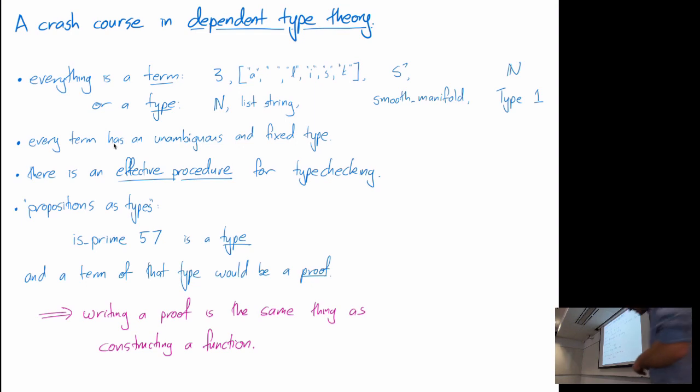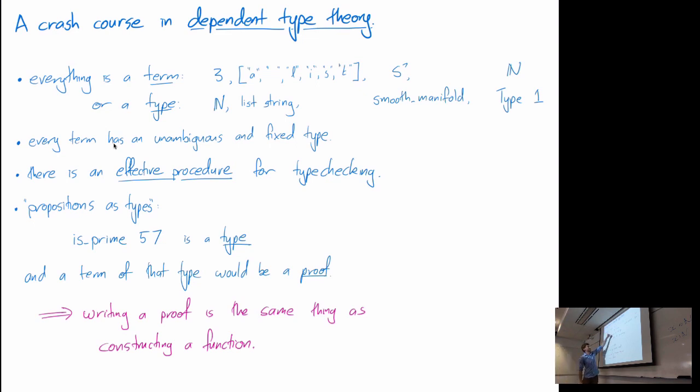Here's the slightly longer version of that. Everything that we talk about in dependent type theory is either a term or a type. This is just like the idea that in ZFC everything is a set. But now there are two fundamental notions, which we call terms and types.